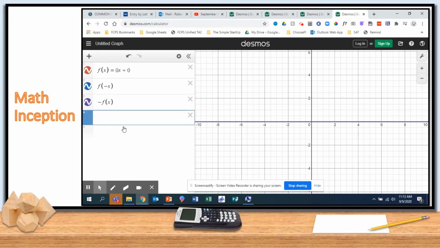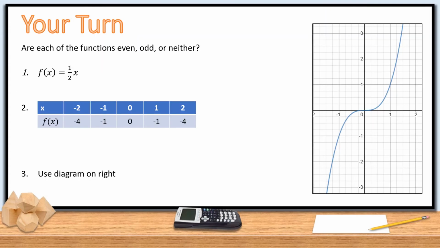All right. So if you have questions about that, obviously, shoot me over a message on Schoology so we can go through it. But pretty self-explanatory. You should be able to check a lot of these on Desmos to see, are they even, odd, or neither functions? All right, your turn.